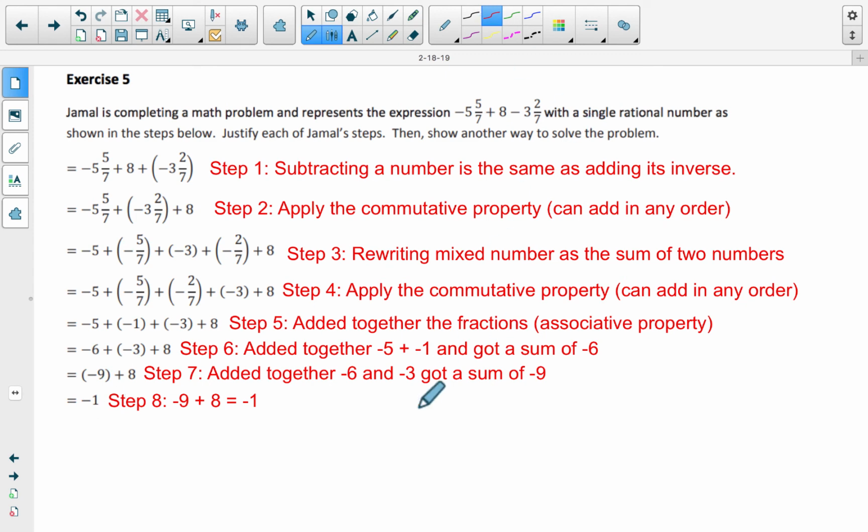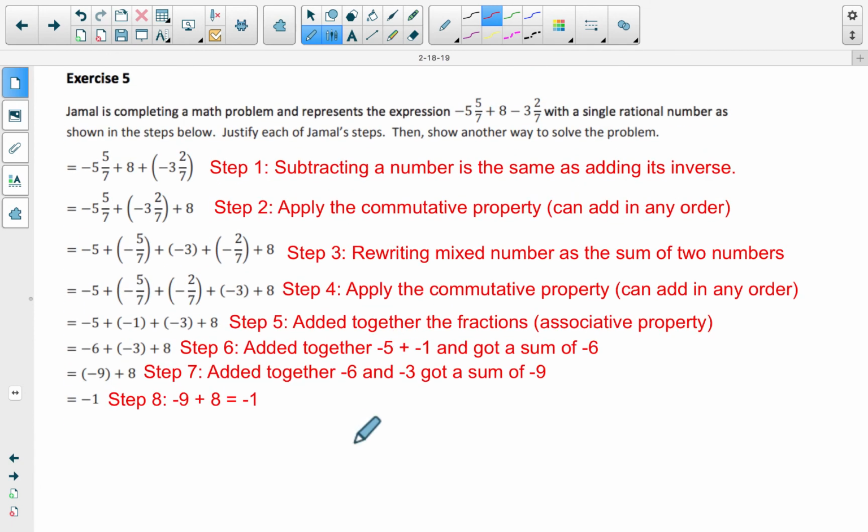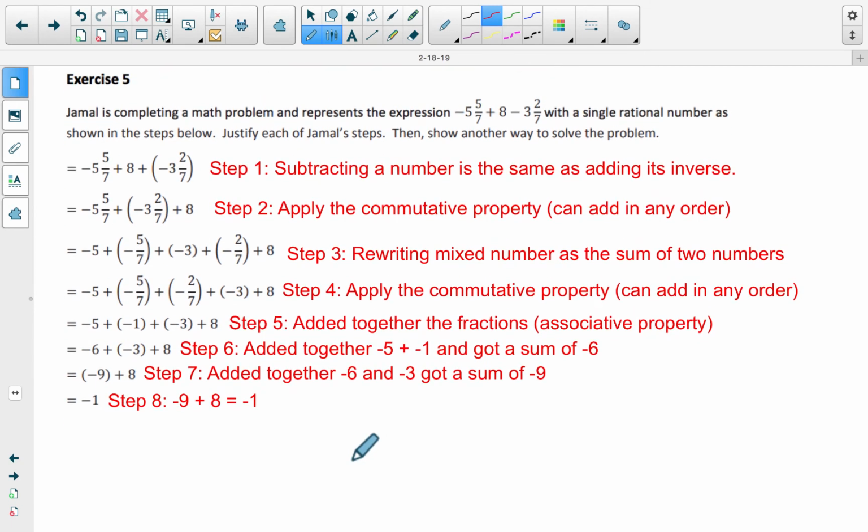Now, for another way to solve the problem, you add space down below at the bottom of your page. What you could have done is just maybe switch the 8 to have a denominator of 7, and then switch the two mixed numbers into improper fractions, and then just added straight across. Maybe you did that. Whatever strategy you used, it should be modeled on this page. You should have ended up getting to -1. Remember, part of our goal is to develop some flexibility and have multiple strategies to attack the same problem.